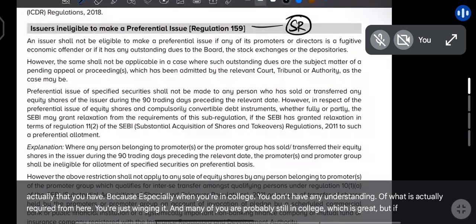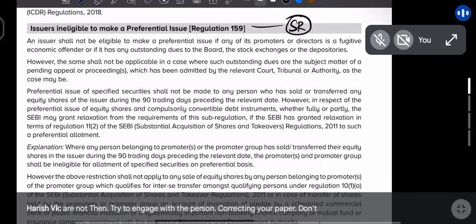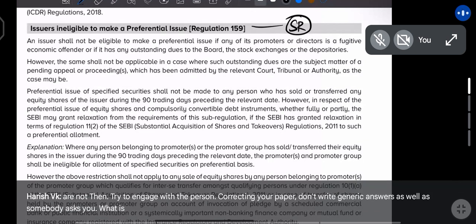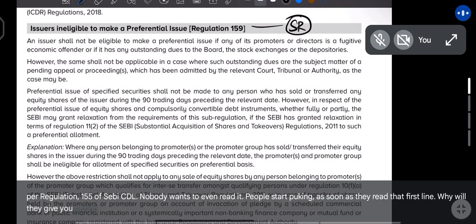But if you're not, then try to engage with the person correcting your paper. Don't write generic answers. As soon as somebody asks you what is fast track FPO, please don't quote regulation 155. Nobody wants to correct such a paper. As per regulation 155 of SEBI ICDR, nobody wants to even read it. People start puking as soon as they read that first line. Why will they give you marks?